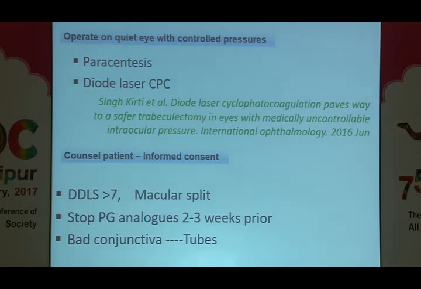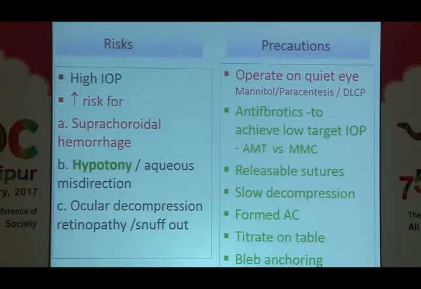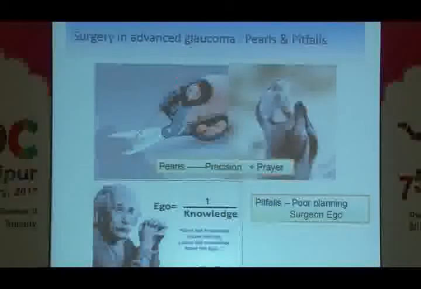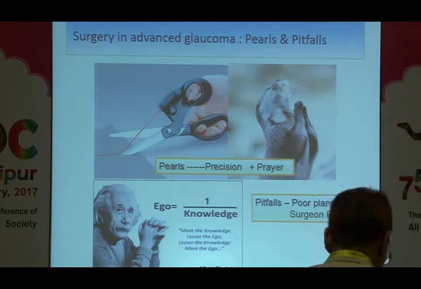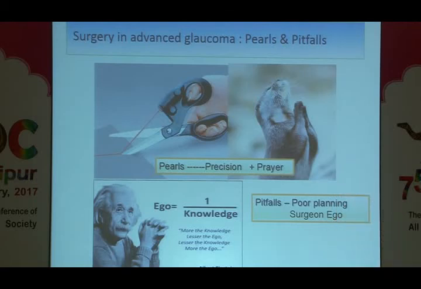And believe me, no patient has got phthisis, no inflammation, and we've just published this recently, and we've been doing it for many cases. The other one is when you have advanced glaucoma and a DDLS of more than 7 or 8, macular split, stop the PG analogs. If it's a bad conjunctiva, do the tubes, and above all, take consent from the patient of all the risks. Have an informed consent. The message is to go for surgery with ego in your pocket, precision, prayer, and that's the message for the Kargil.